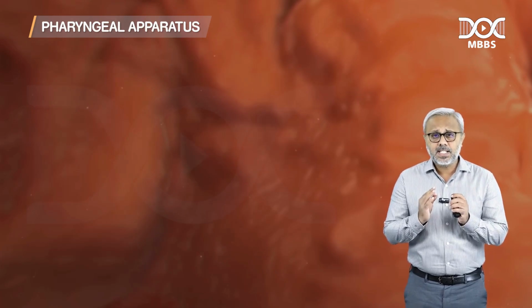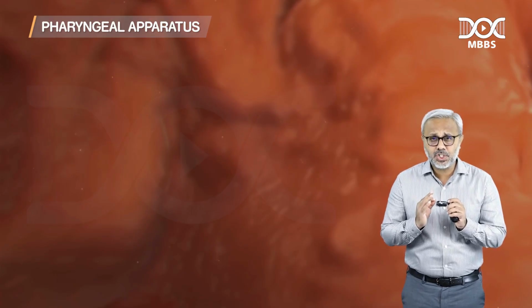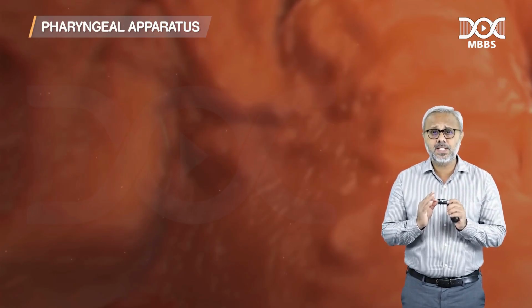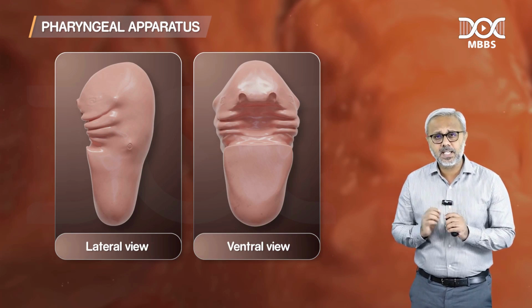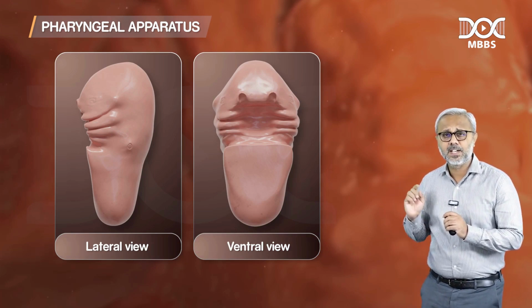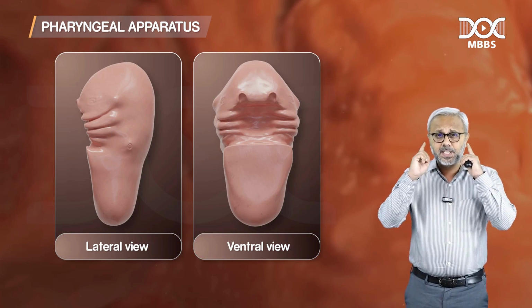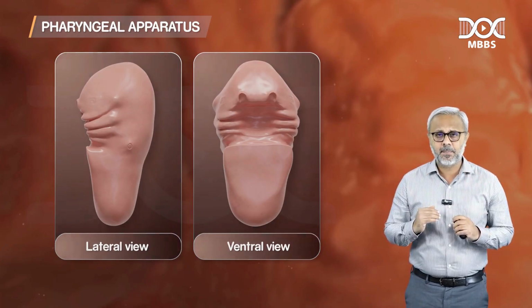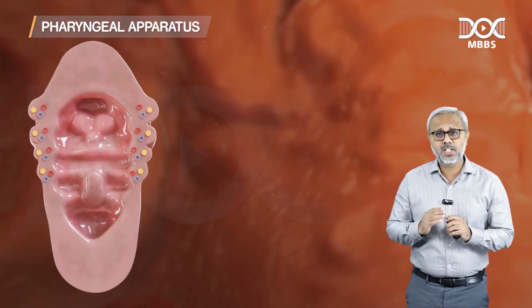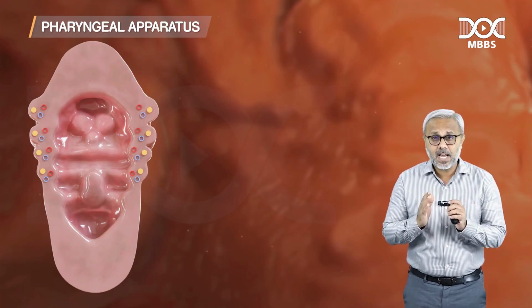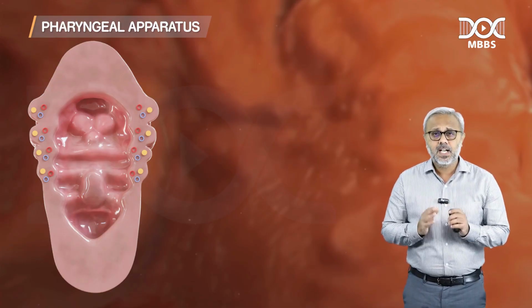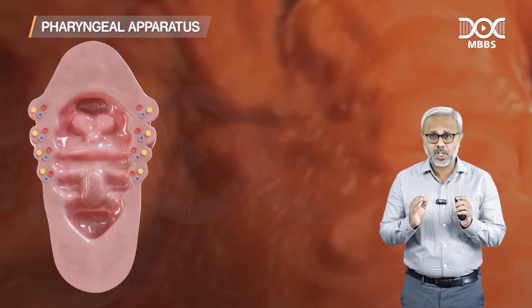Now, let's see how these pharyngeal arches look when we see the embryo. This is the lateral view and the ventral view of the embryo, where we can see the pharyngeal arches in the developing neck region, that is between the face and the trunk. If we take a coronal section along this region, this is how it looks. So, we have the primitive pharynx in the center, and surrounding that we have the pharyngeal apparatus.